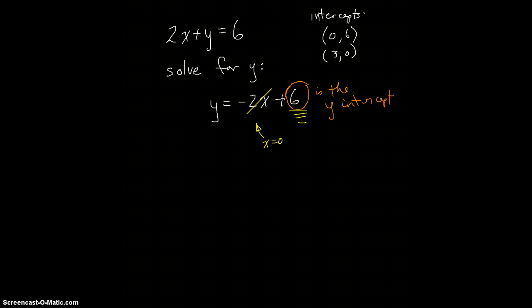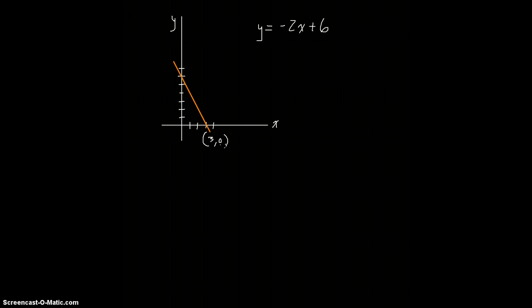All right, let's graph this equation. So let me go to another page and graph this equation. All right, so here it is. Remember that we had an x-intercept here, and that was 3, 0, and we had a y-intercept of 0, 6. So I just plotted those 2 points and drew a line, and we have the equation y equals minus 2x plus 6 in orange.